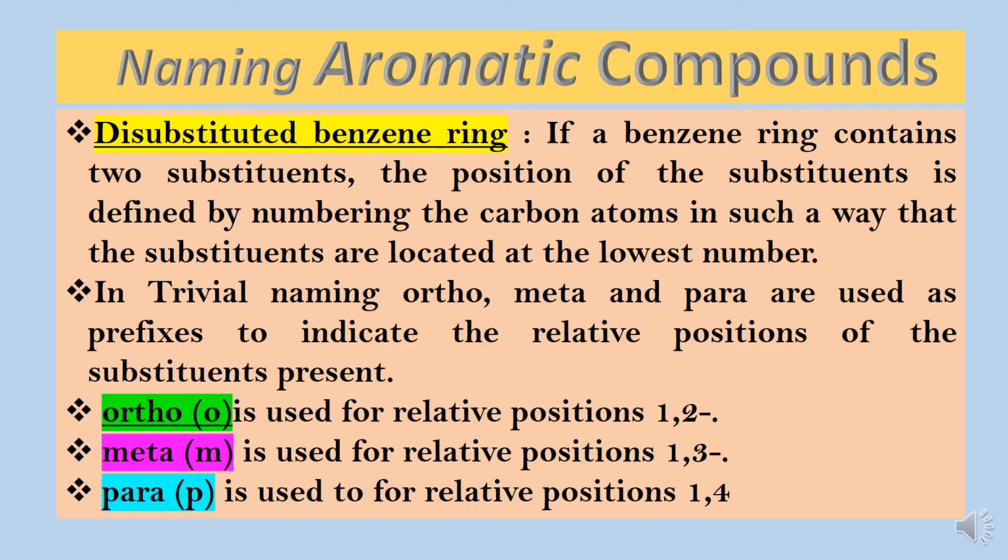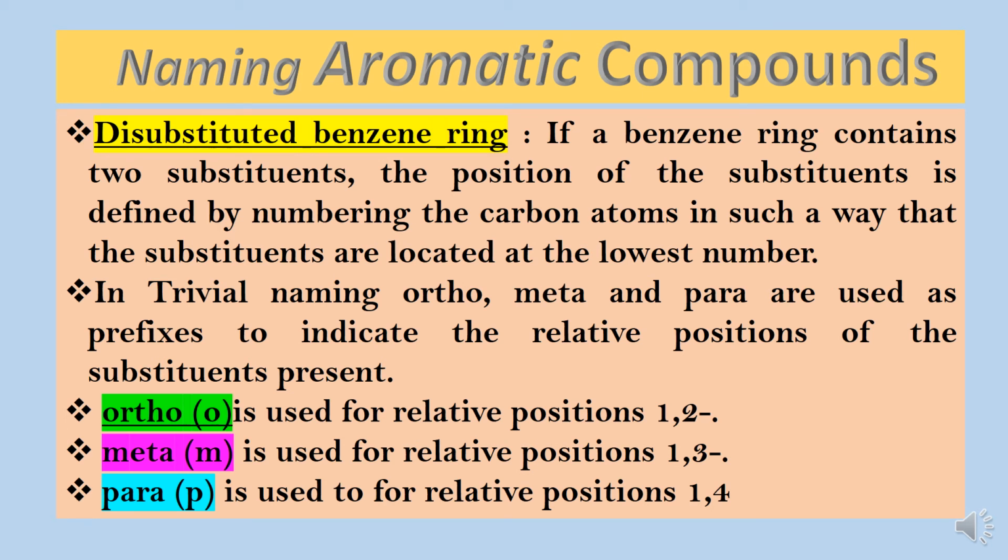Next is the disubstituted benzene ring. If the benzene ring contains 2 substituents, then 3 different positions are possible by changing the positions, and in the trivial system these 3 positions were indicated by these 3 prefixes: ortho, meta and para. These are still used in common names, and are very popular prefixes used in organic chemistry for indicating relative positions of substituents.